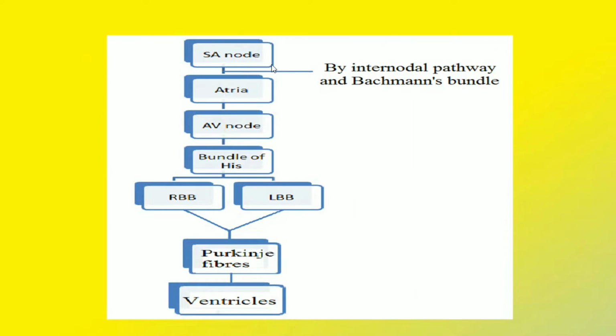From there, it spreads across the atria by the internodal pathways and Bachmann's bundle. It causes depolarization of both atria. From the atria, the impulse reaches the atrioventricular node, where there is some delay, which allows the atria to contract and pump blood into the ventricles. The impulse then spreads along the bundle of His.